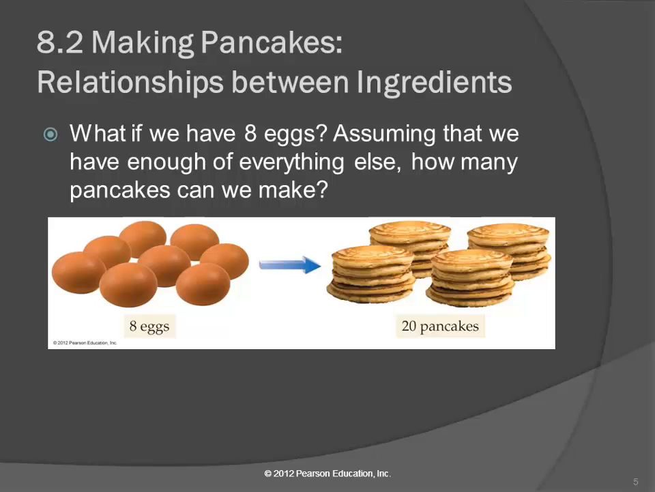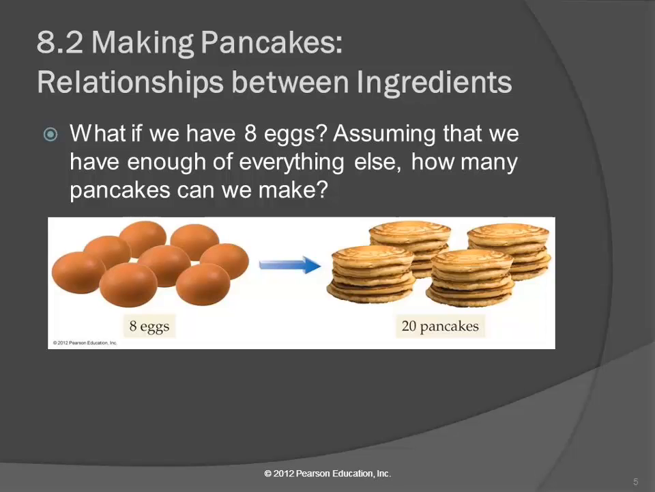So what if we had 8 eggs and plenty of the other stuff? Because usually when you're baking, there's one ingredient that you run out of, right? It's like, well, I want to make this, but shoot, I don't have enough eggs. Oftentimes it's the eggs. You have to go to your neighbor's house and borrow them or something. That actually happens in my neighborhood. It's pretty funny.